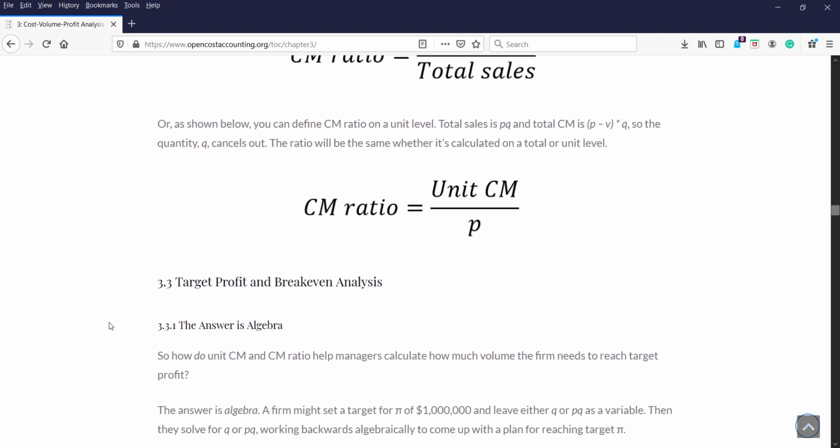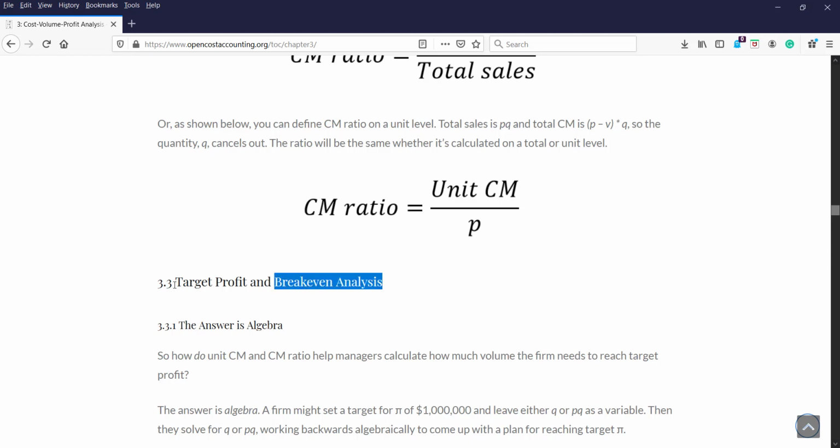Now, target profit and break-even analysis. These are the same thing. Most students, when they get to this point, say, oh yeah, I know about break-even analysis, but this is very foreign. To which my response is, it actually isn't that foreign. It's the same analysis. You've actually just done it.